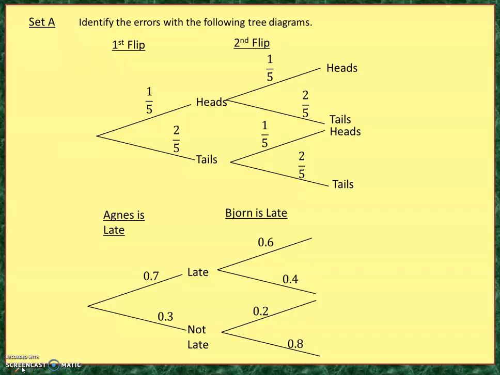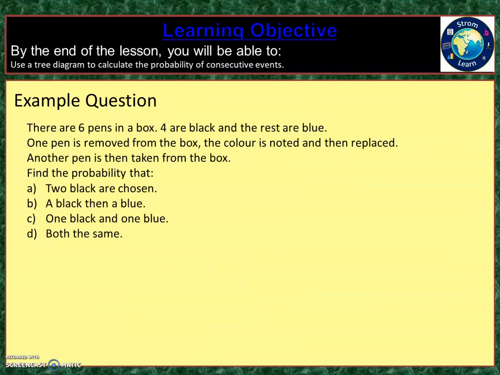What we will do when we get on the right page. There we go. Alright, so there are 6 pens in the box. 4 are black and the rest are blue. 1 pen is removed from the box. The colour is noted and then replaced. Another pen is then taken from the box. And then we've got some probabilities to find out.